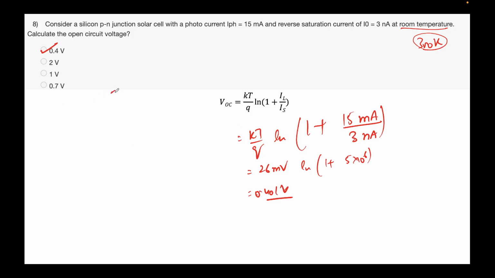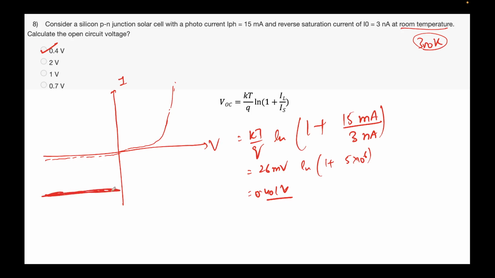Let me just draw the IV characteristics once to see where we are lying. So the dotted line is your dark solar cell, so to speak. And now what I'm going to draw is when we shine light. So this is in a solid color.